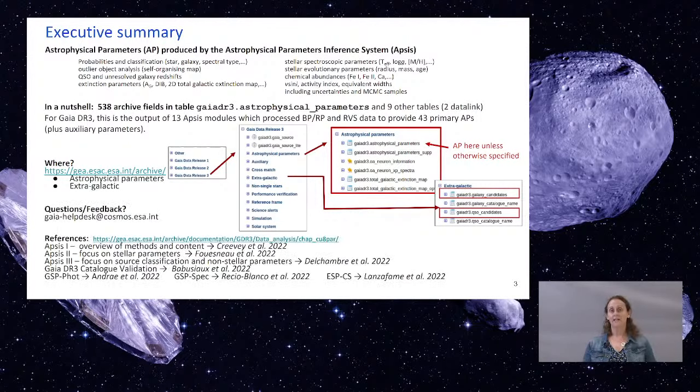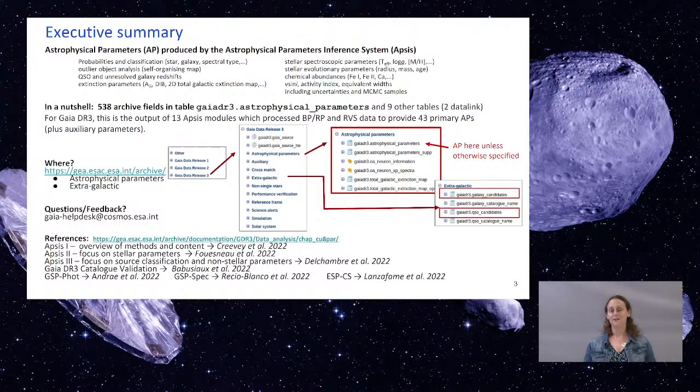Okay, so what I'm presenting today is a brief overview. All of the details will be found in many of these references that I'm showing here. So the first one is the online documentation, and then there are 3 Apsis papers: the first one describing an overview of methods and content, the second one focusing on stellar parameters, and the third one focusing on the source classification and non-stellar parameters. Additionally, there's also information in the Gaia DR3 catalog validation, and there are more details for specific modules in these 3 papers that I show on the bottom.